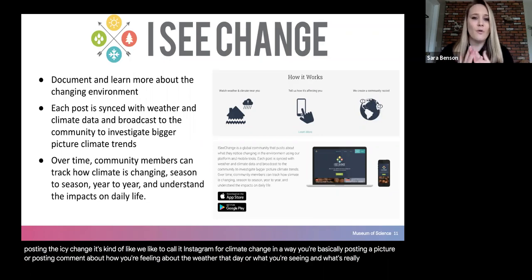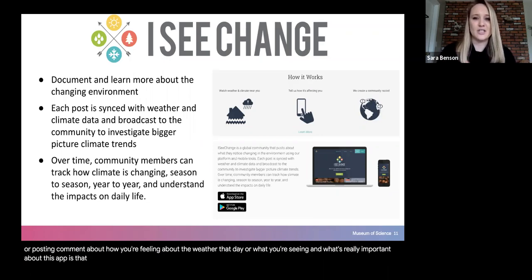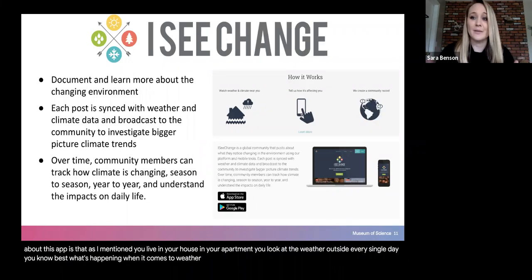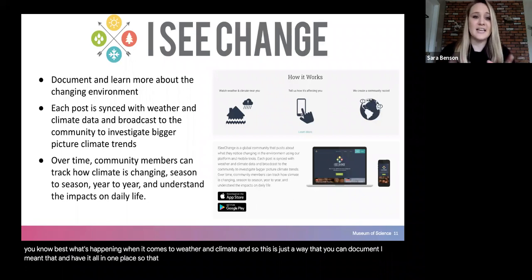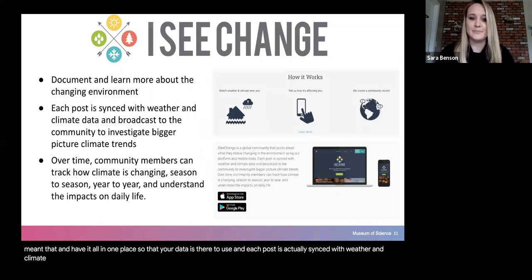And what's really important about this app is that, as I mentioned, you live in your house, in your apartment. You look at the weather outside every single day. You know best what's happening when it comes to weather and climate. And so this is just a way that you can document that and have it all in one place so that your data is there to use. And each post is actually synced with weather and climate data.